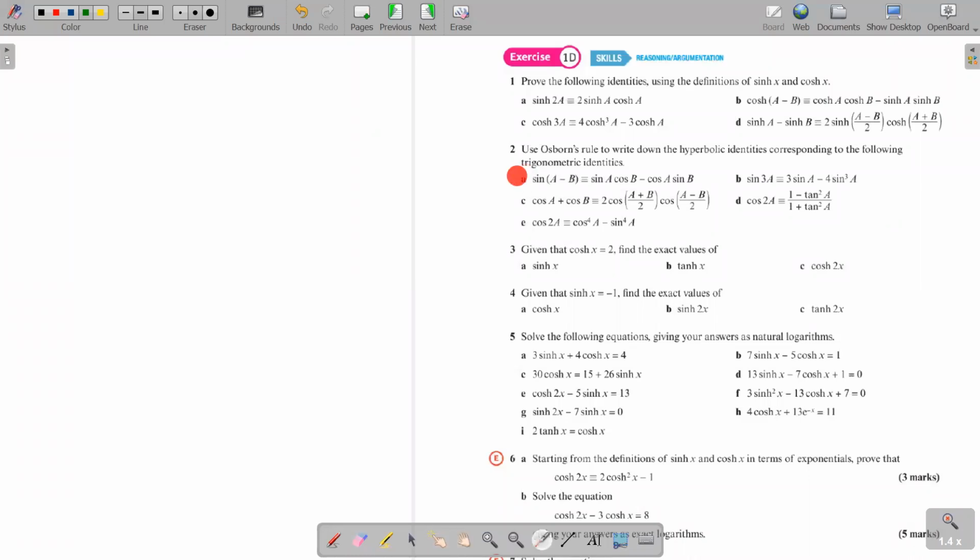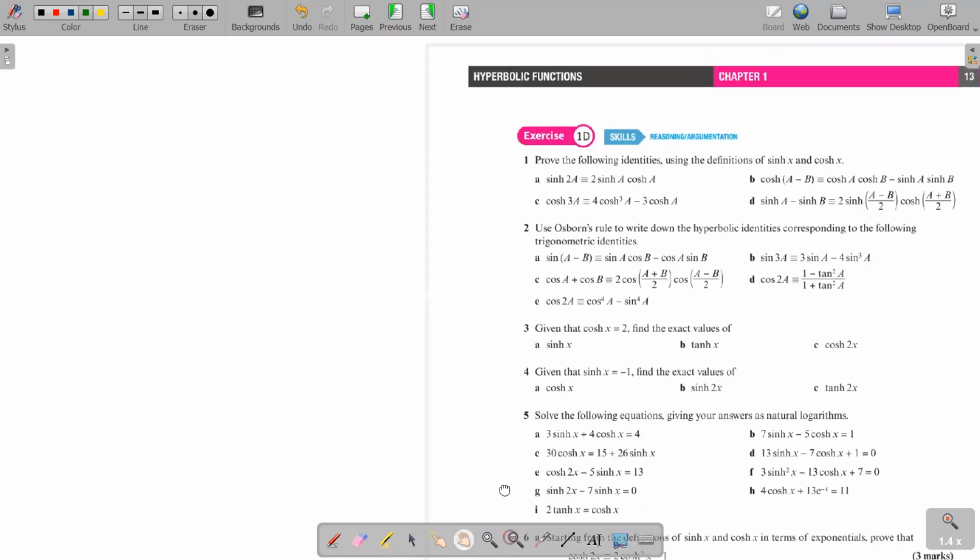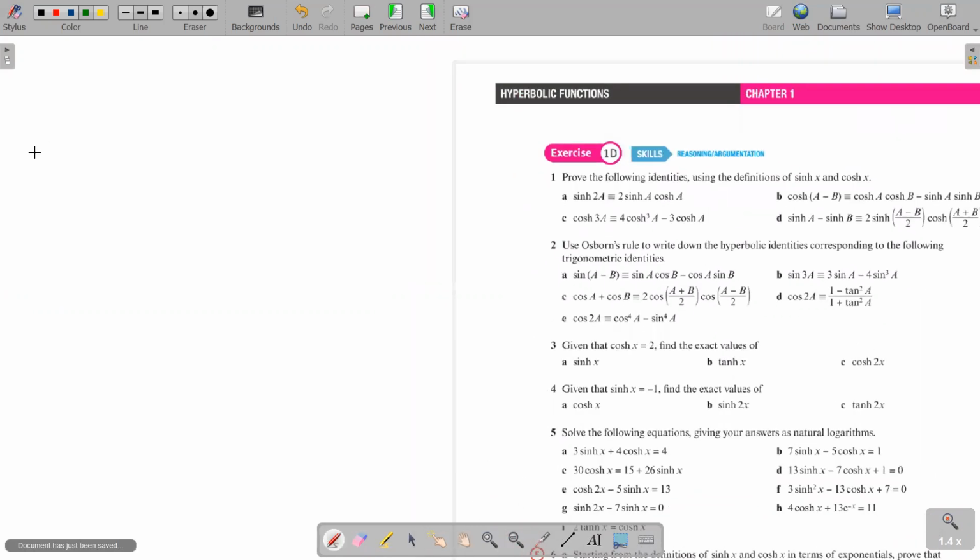All right, guys. So we'll do question number 2 as well, like a quick review of it. I think it's really easy, right? They ask you to use Osborn's rule to write down the hyperbolic identities corresponding to the following trigonometric identities. So basically converting trigonometric identities to hyperbolic. Okay, so it's very straightforward.